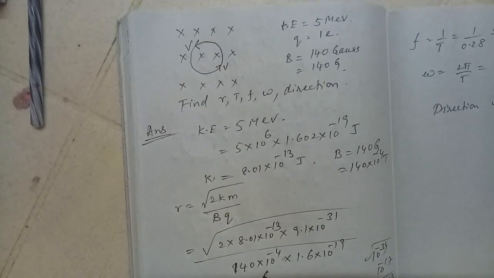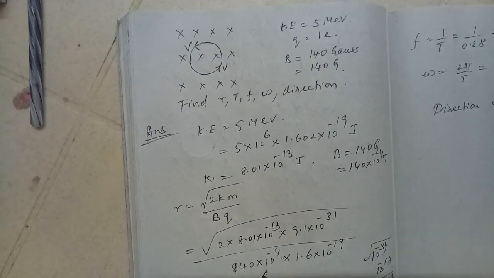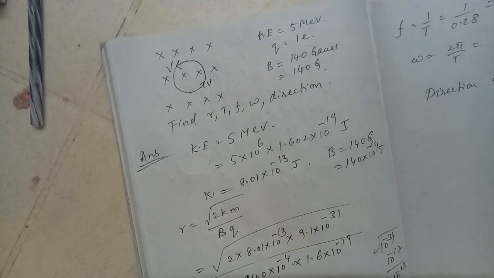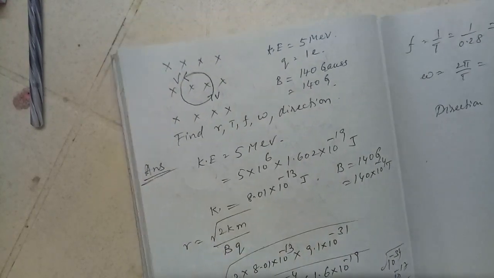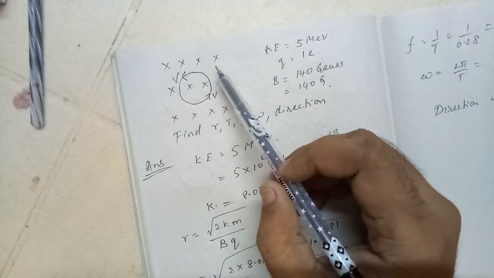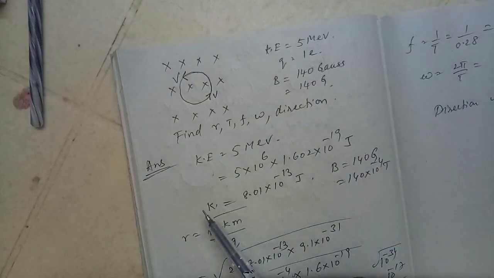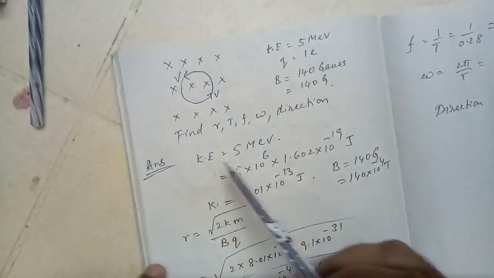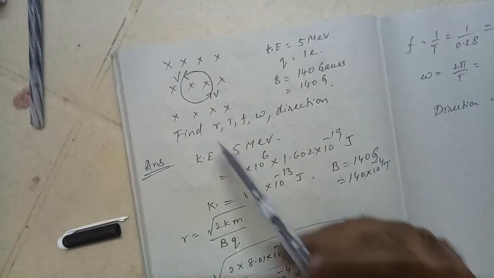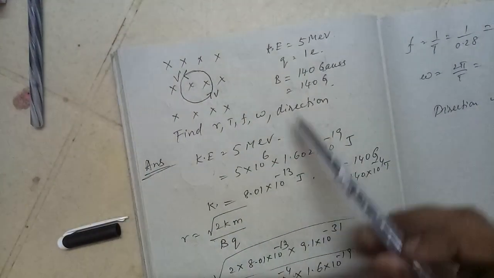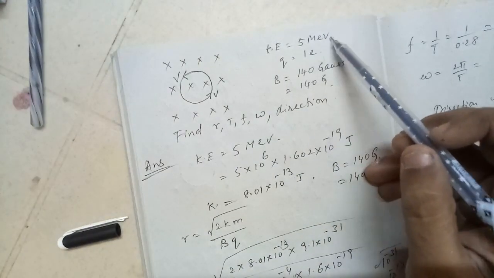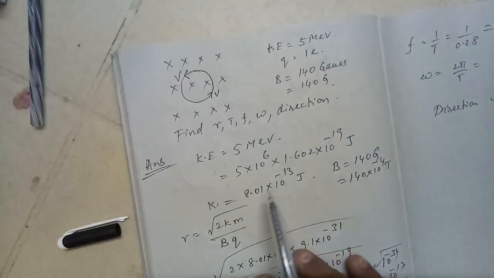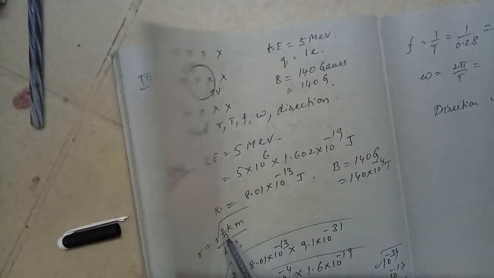Let us see a numerical on the topic we discussed in our previous lecture. A magnetic field is shown like this, and an electron is rotating in a circular path as shown in the diagram. The kinetic energy is given as 5 million electron volts. One electron charge is there. B value is given as 140 Gauss.